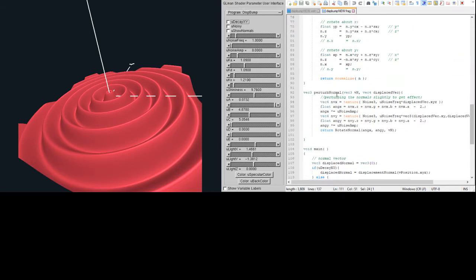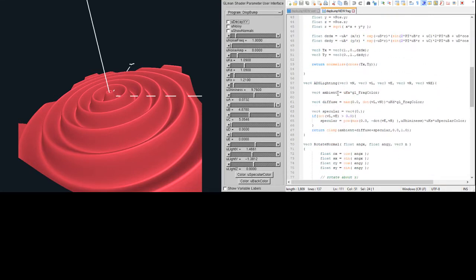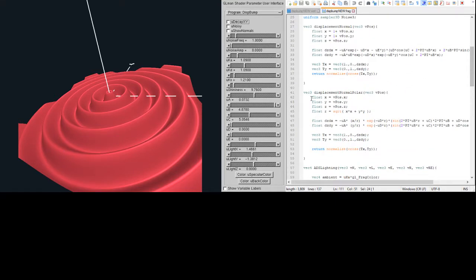Yeah, so if I come up here to displacement normal, polar. In this case, I'm doing something very similar, but I still take the derivative of z with respect to x, but r, the radius, is actually a function of x.